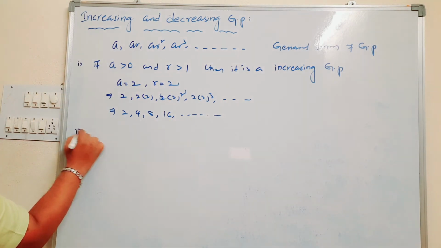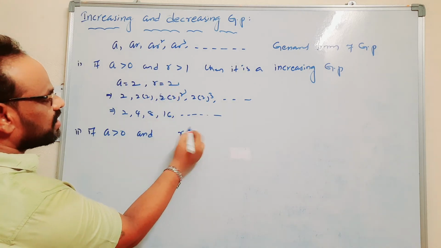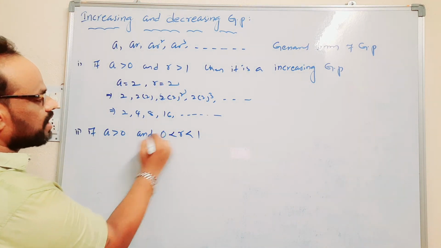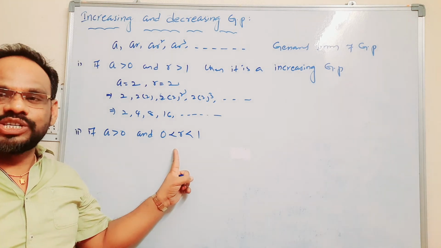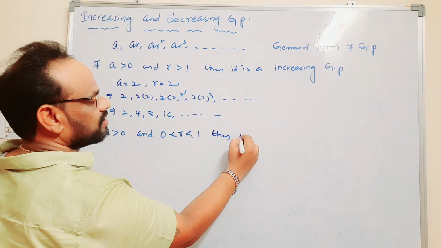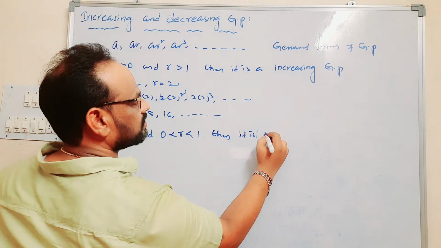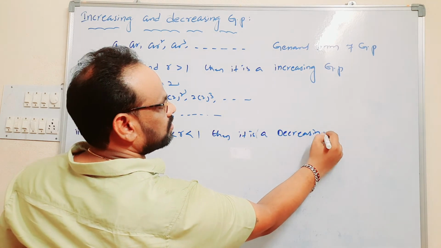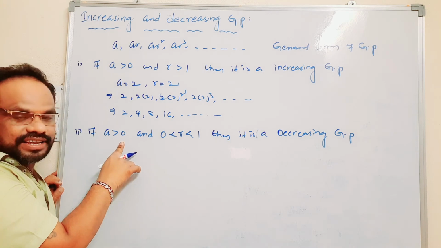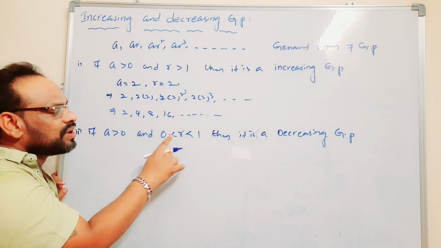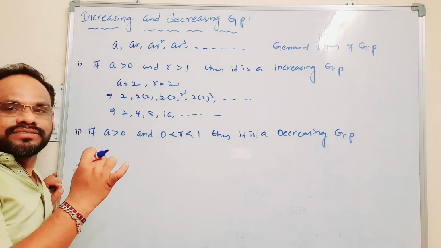Second one, if A is greater than 0 and R value lies between 0 and 1, then the given GP, clearly it is a decreasing GP. If A is greater than 0 and R value lies between 0 and 1, then the given GP is clearly a decreasing GP.